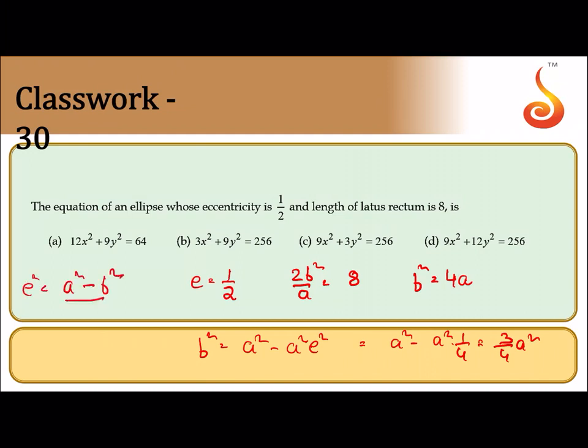Once we know this value of b square, the eccentricity value e square is equal to a square minus b square by a square. The eccentricity is also known. So the eccentricity is 1 by 2 and the length of the latus rectum is given. We got a relation b square is equal to 3 by 4 a square.